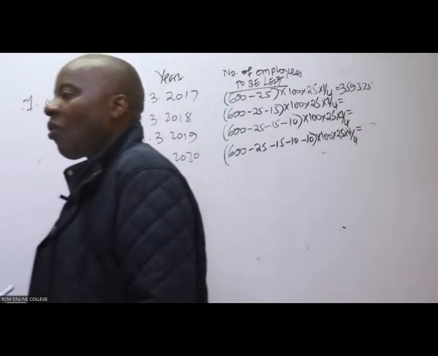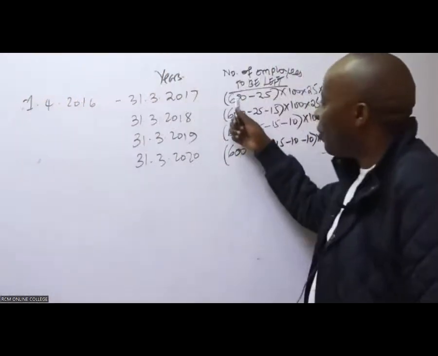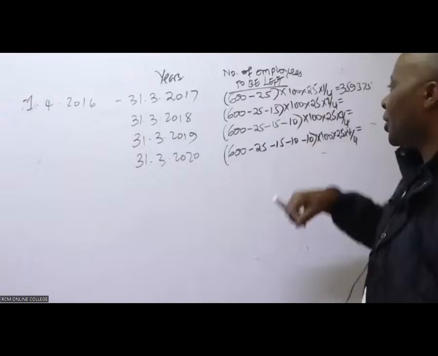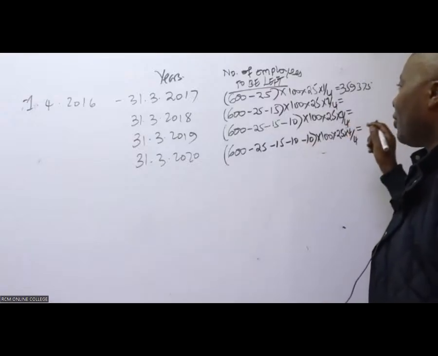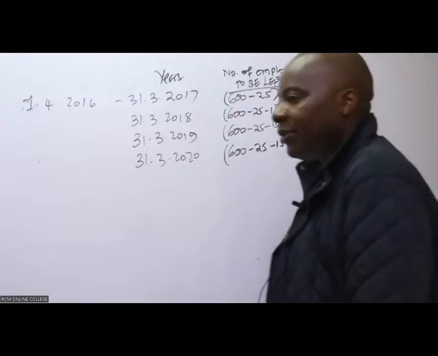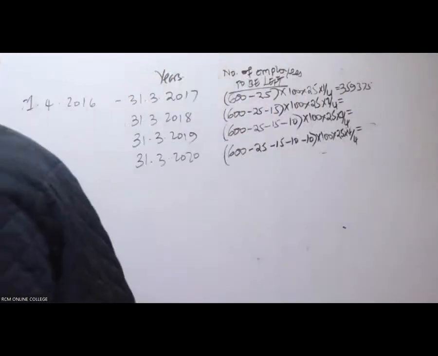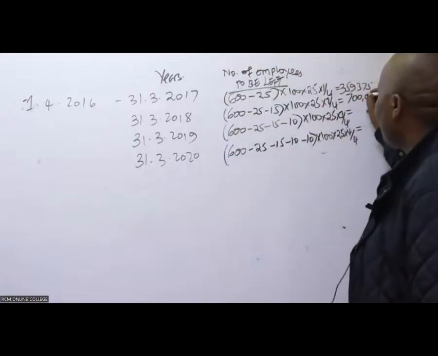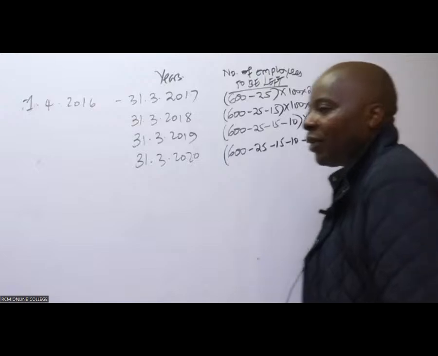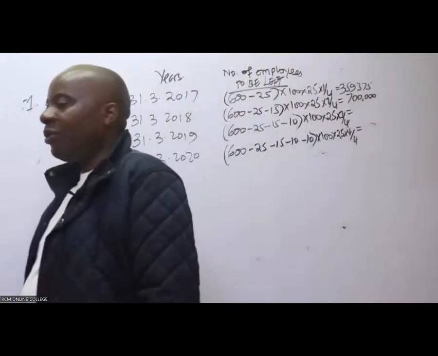So how about the second one? The second one, you open brackets nicely. 600 minus 25 minus 15, close, times 100 times 25 times 2/4. According to this, 700,000. Someone else should be able to confirm figures.